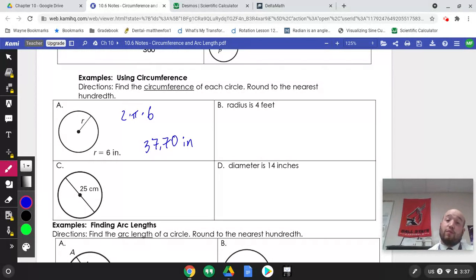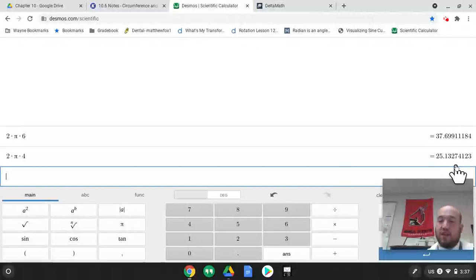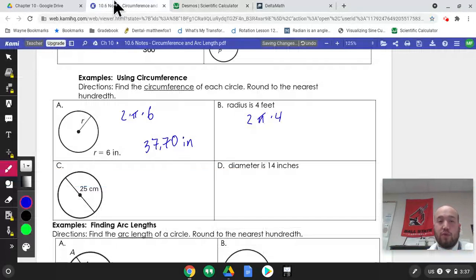Next one, we don't have a picture, but we know what the radius is, so we can do the exact same thing. 2 times pi times 4 gives 25.132, so we round down to 25.13.